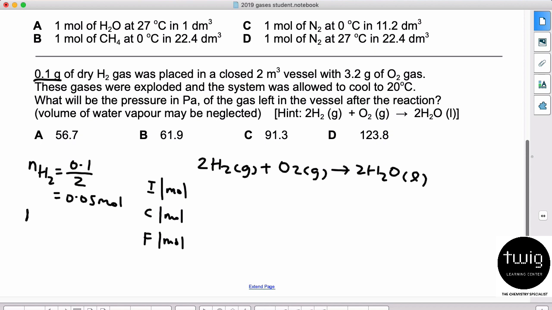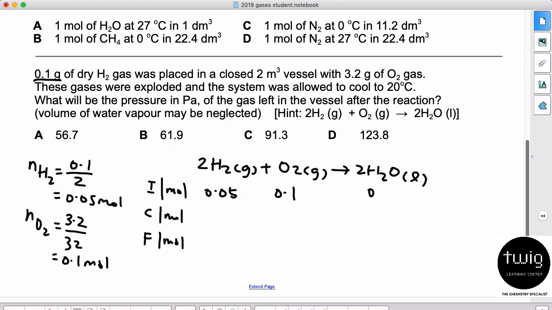Number of moles of oxygen, you have 3.2 grams. Mr of oxygen is 32, so this gives you 0.1 mole. So we're going to fit everything in the table here. Hydrogen, I put down 0.05 moles. Oxygen, I put 0.1 moles. I don't care about the water, I just put 0 here, but actually water is not important here.